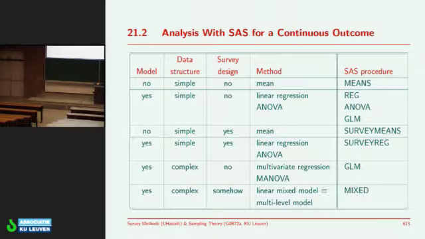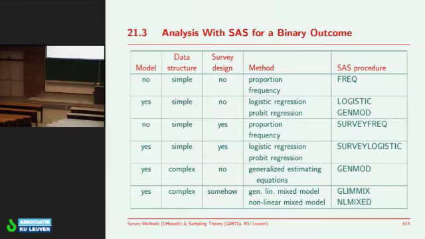So for example, if you take a model into account, you can do linear regression or ANOVA. Without a design, we have regression and ANOVA and generalized linear model procedures. But if you do take the design into account, you end up with survey means without a model and survey reg with a model. And then we know there is something like the mixed procedure in SAS, for example, which is the linear mixed model. And for a binary outcome, likewise.